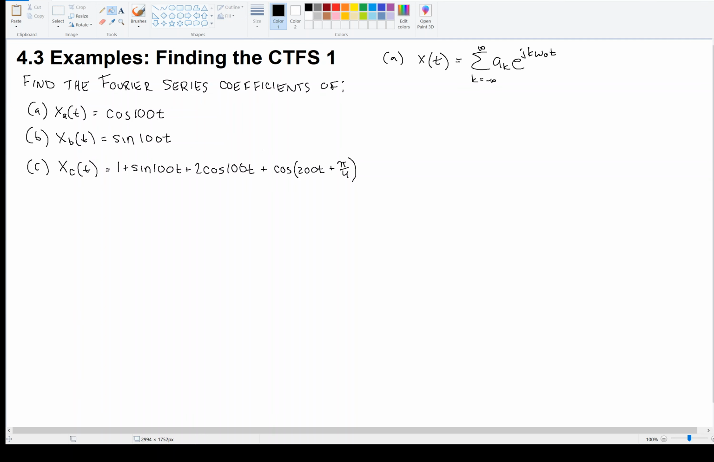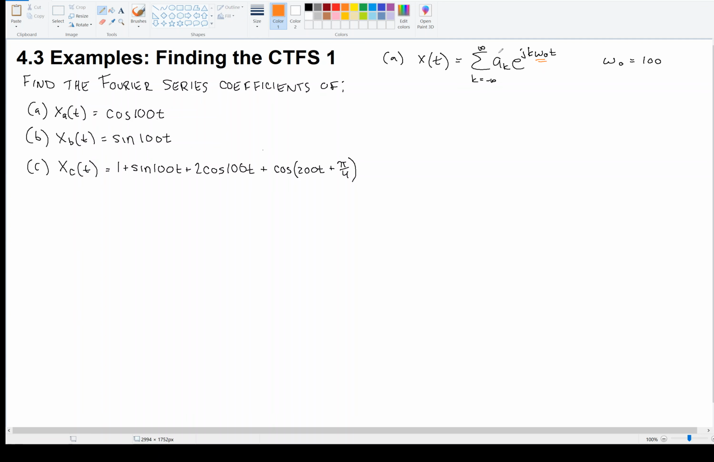So the first thing we want to do is figure out what is omega 0? What's the fundamental frequency? And so you have to go back and remember what we said about sinusoids. It's this number that multiplies t. Remember that cosine of 100t is periodic, and its period is 2 pi over 100, and its frequency is 100. So just by inspection, the fundamental frequency is 100. All right, so that takes care of this guy here.